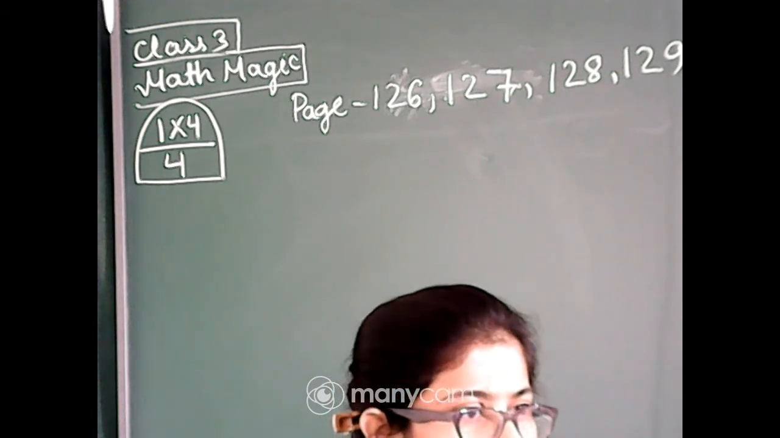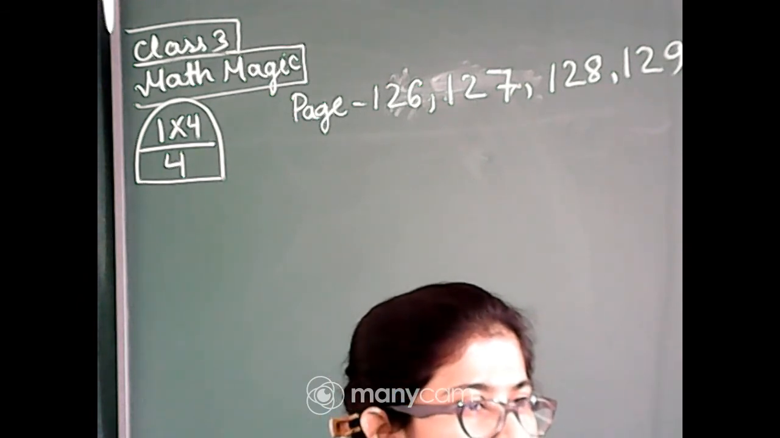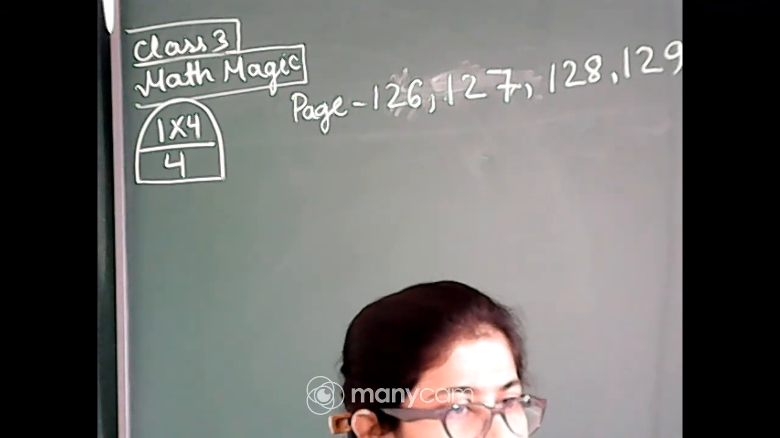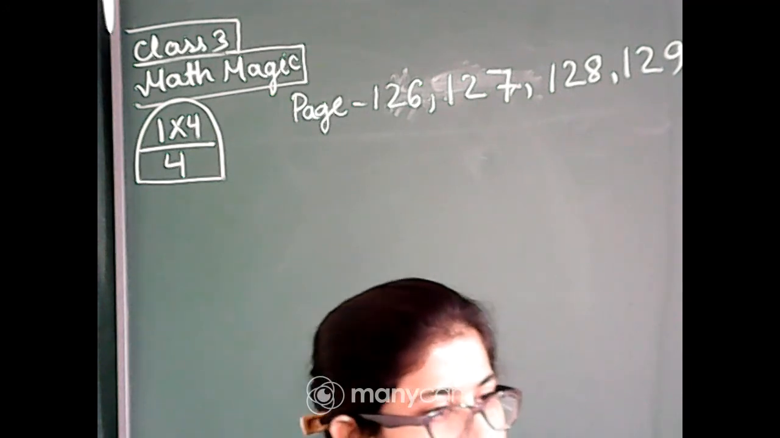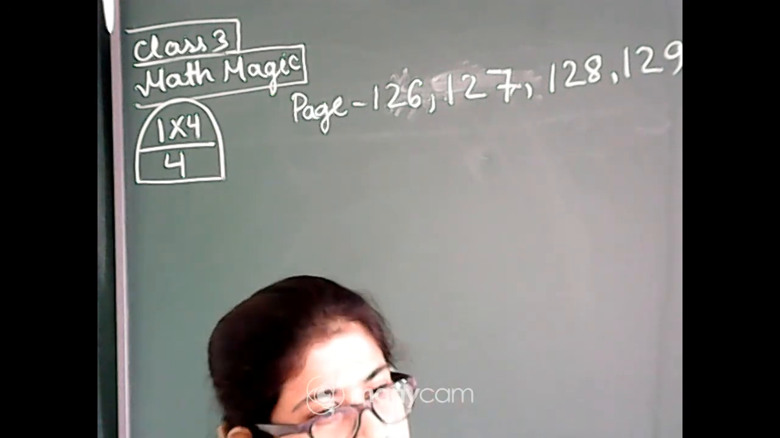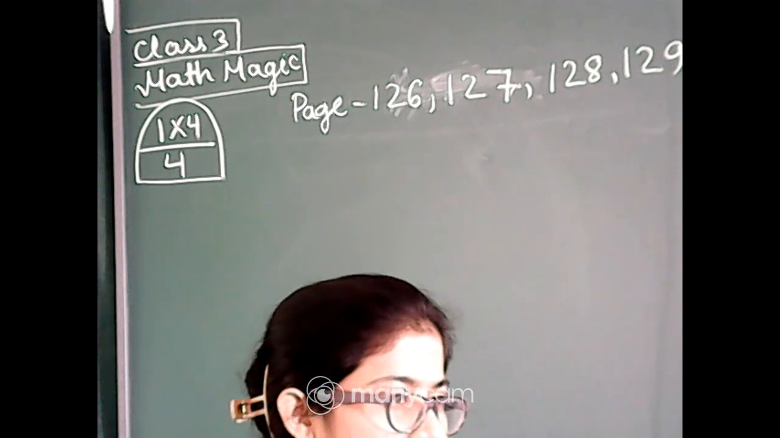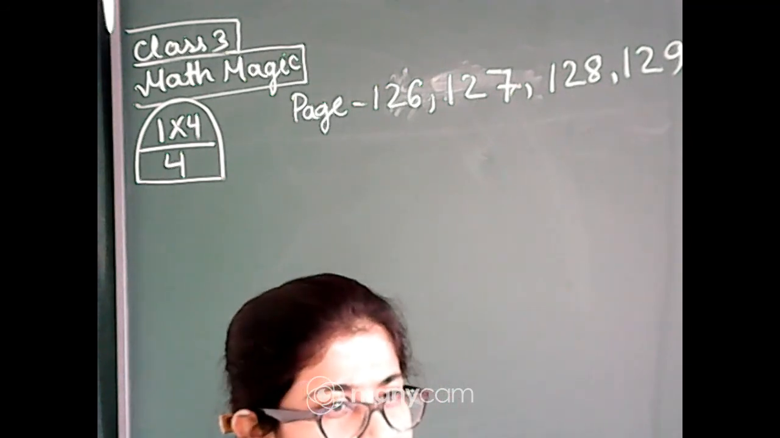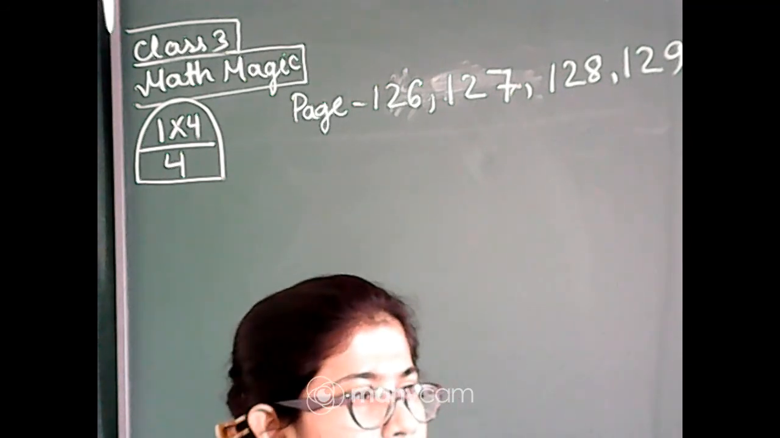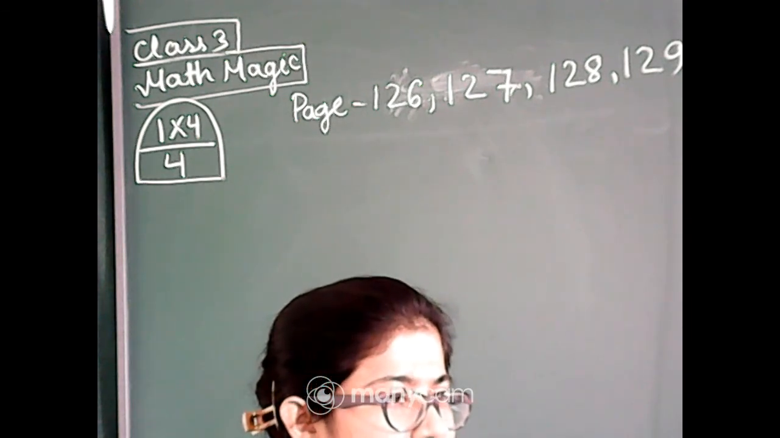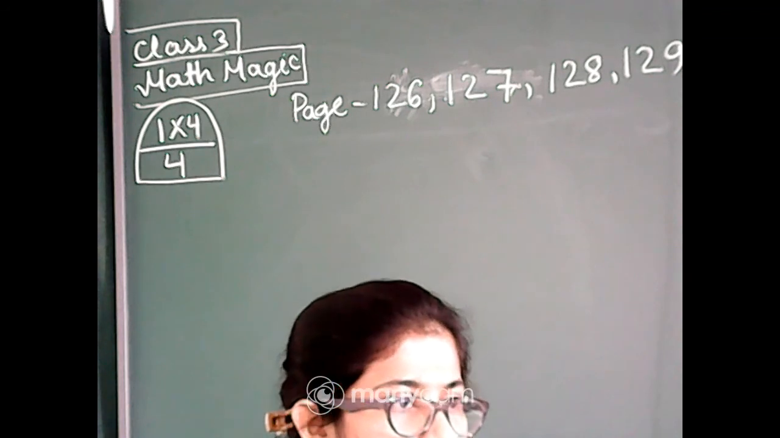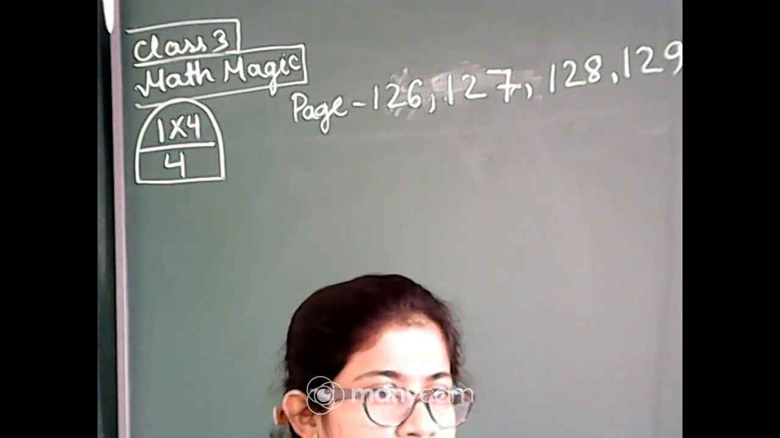Aditi Singh. 10 times 2 is 20. 10 into 2 is 20. 9 times 2 is 18. 9 into 2 is 18. 8 times 2 is 16. Okay, Aditi, this part is all right. So, Aditi Singh, your page number 126 is all right.